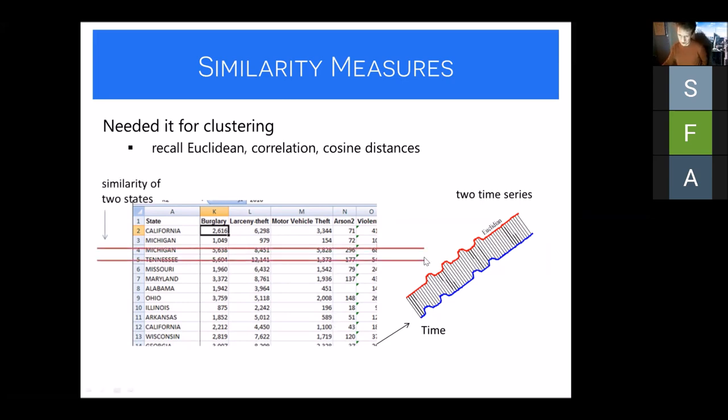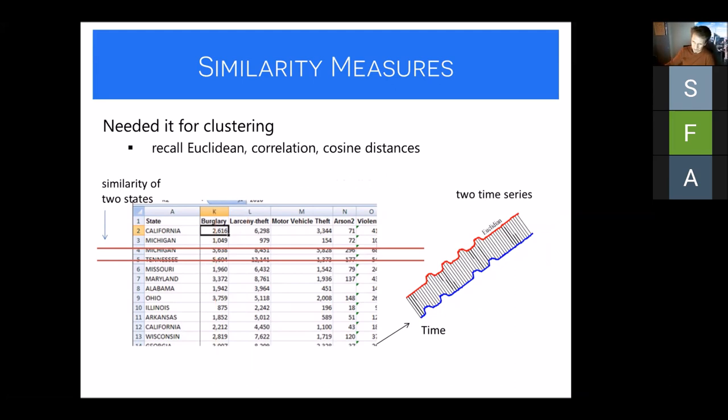And stuff like this. For clustering, there really are various ways you can cluster the data. You can make this a feature vector, like you can compare Michigan and Tennessee in terms of all the crimes they have, and compute the similarity across the crime axis. Or you can compute the similarity of two crimes over different states. You need to do a little bit of statistics, because if you just take a state and compare the two crimes, it doesn't really tell you how similar these crimes are.